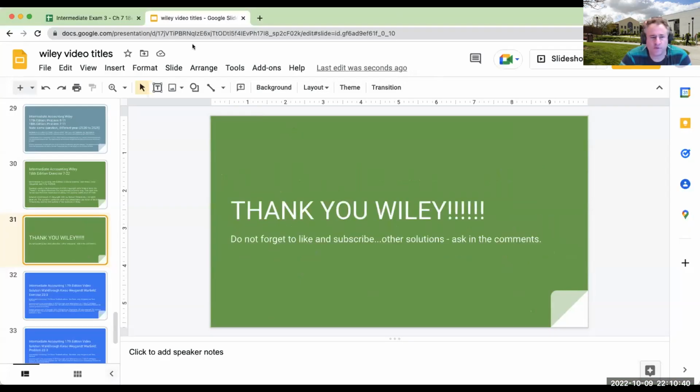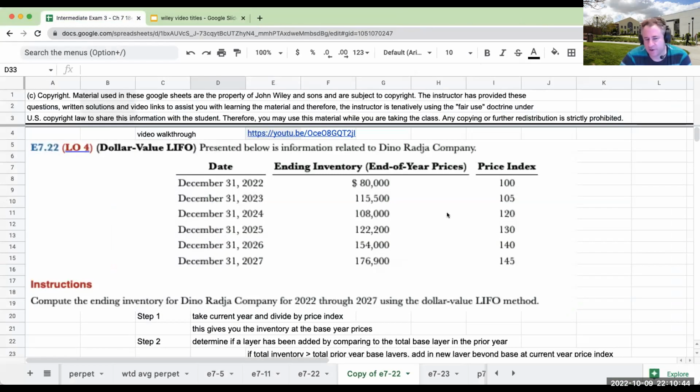Okay, so before I say thank you to Wiley, the one thing that I've been doing as I've been updating to the 18th edition from the 17th is going through and seeing which questions are different. Well, there's very, very few of them which are actually different. They just changed the years from 2020 to 2025.